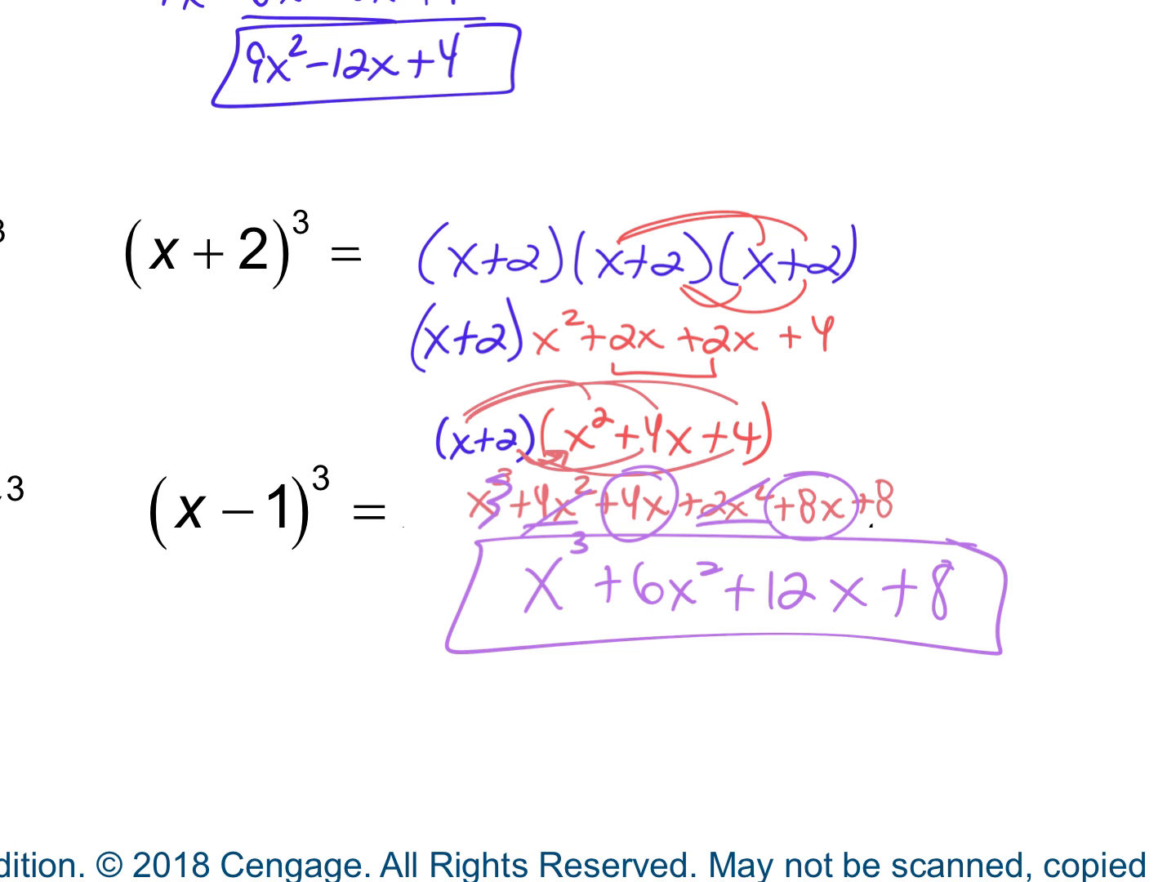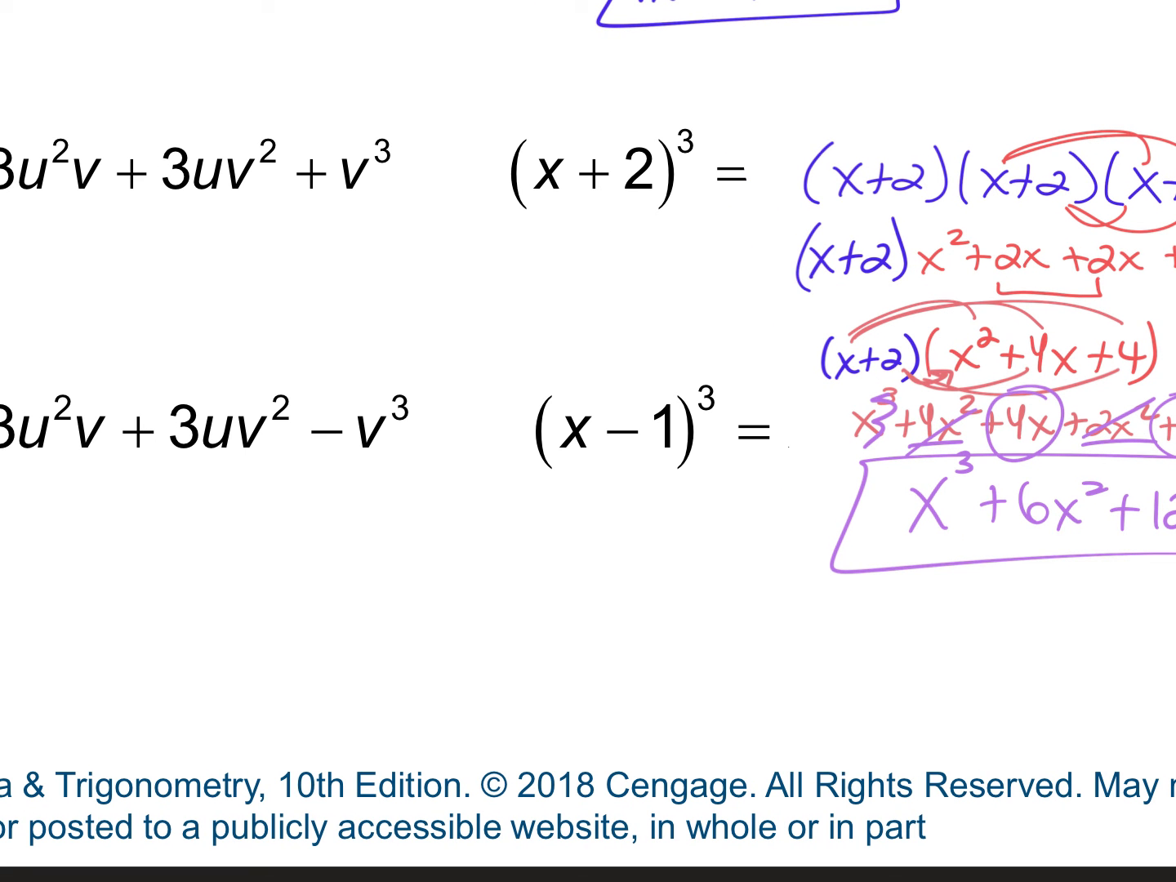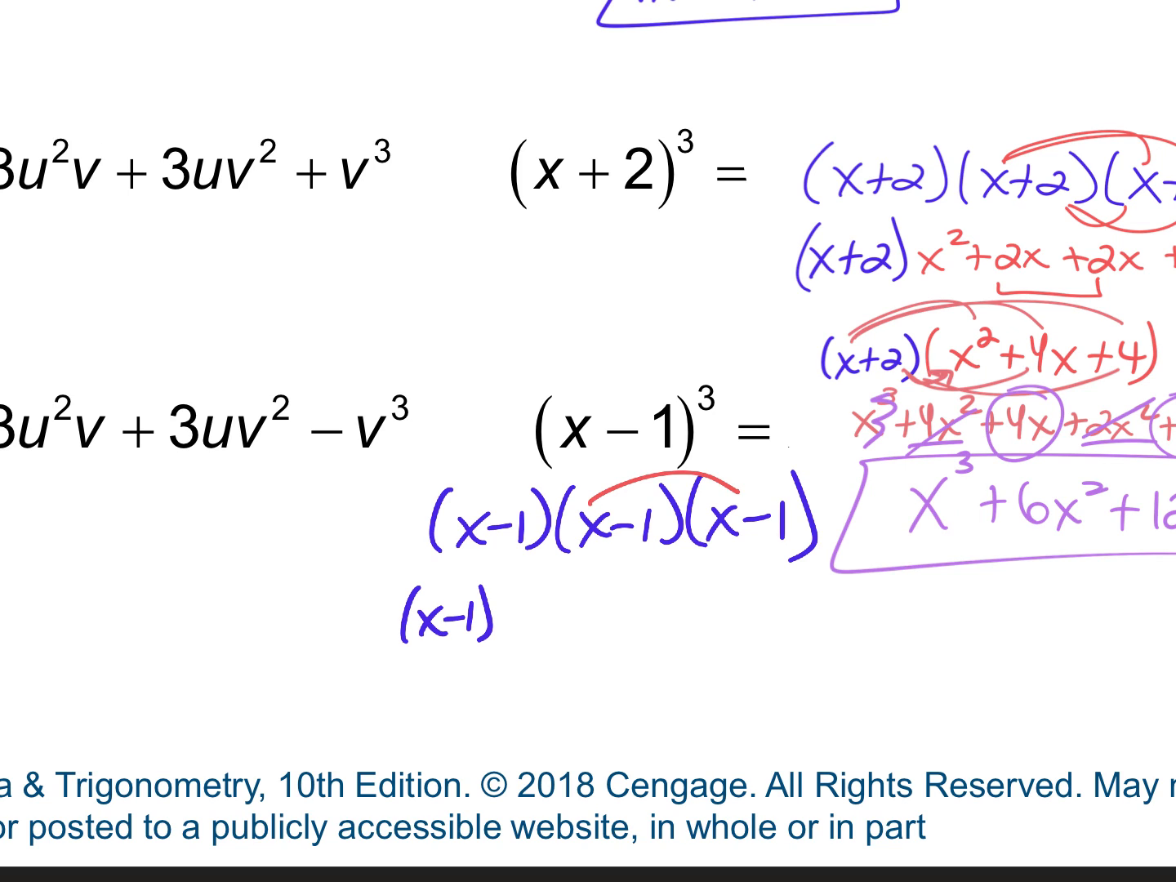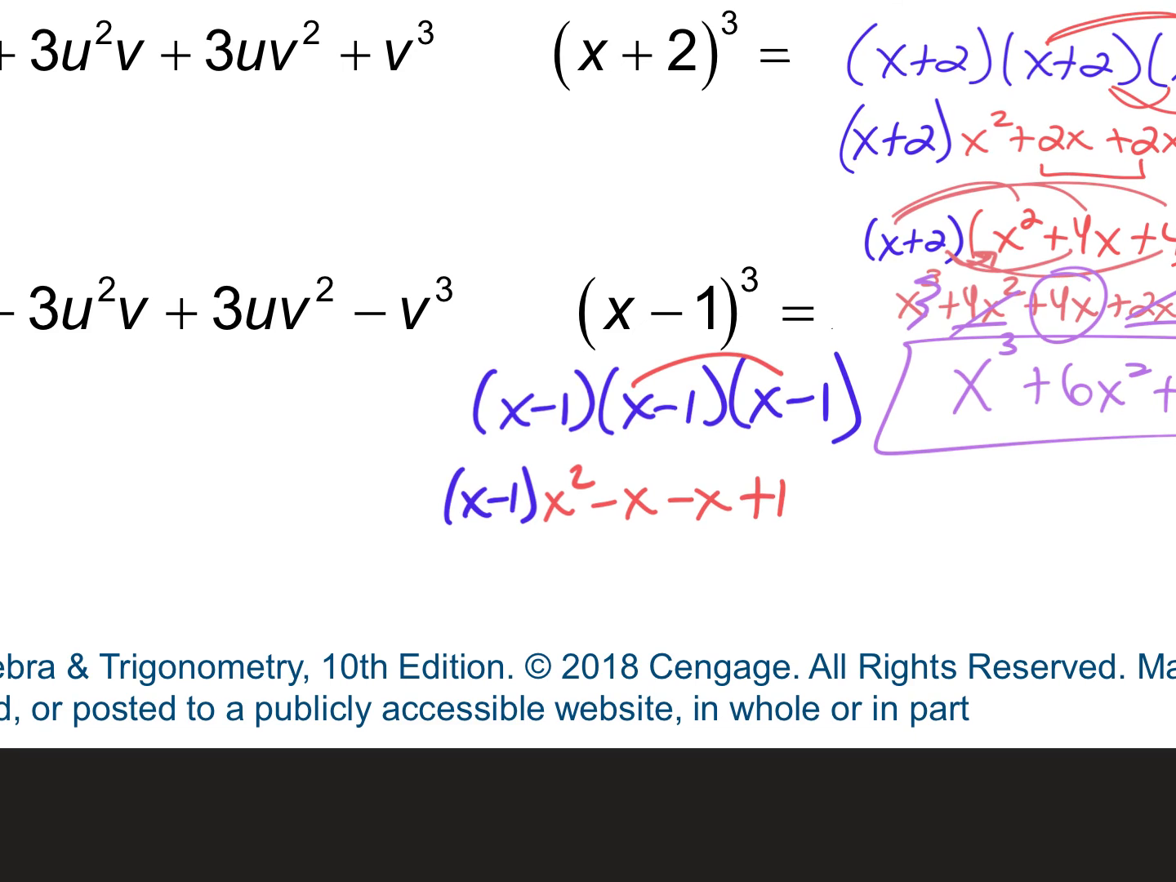X minus 1 quantity cubed just means I have 3 x minus 1s. Like I said, I like to just leave that first one alone and then deal with the second two. So x times x is x squared. X times negative 1 is negative x. Negative 1 times x is negative x. Negative 1 times negative 1 is plus 1. So you have x minus 1 times x squared minus 2x plus 1.